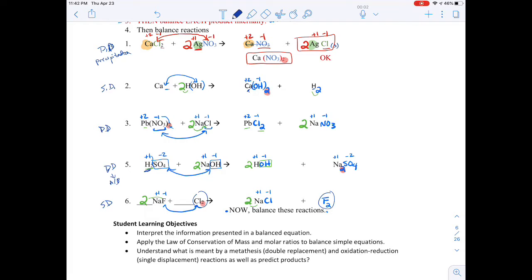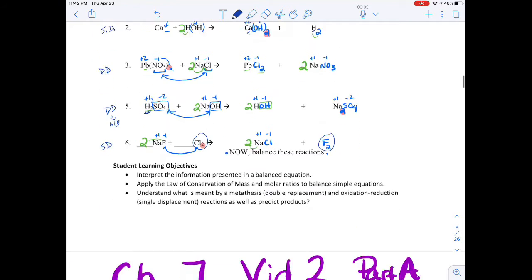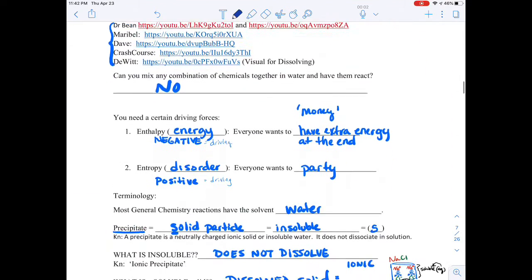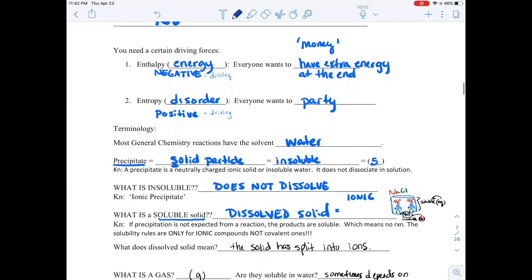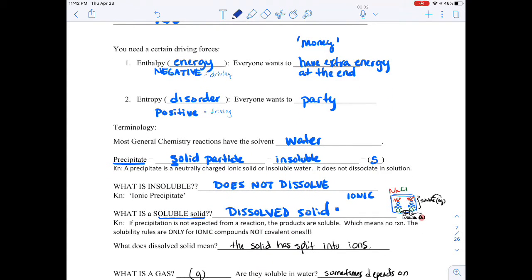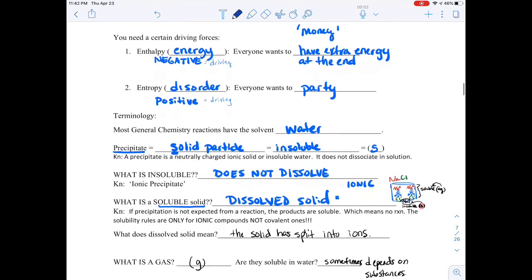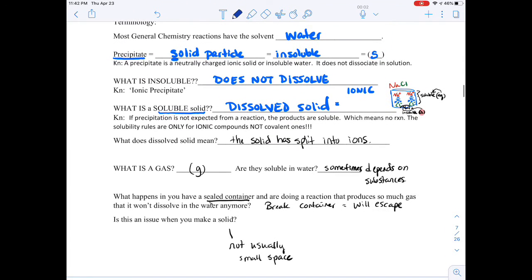And I bring all that up just to point out that the ones that you can predict products for are singles and doubles. And then as well, you can also predict products for combustions because it's always water and gases. Now this section was just a little bit of a preview. We're about to be heading towards enthalpy and entropy in Gen Chem 2. So don't overly focus on that.